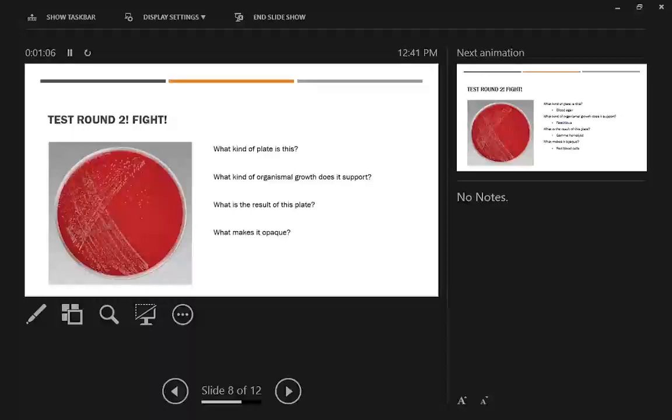And lastly, what makes the plate opaque? Wait, say that again, guys? Red blood cells, yes. So red blood cells are the things that make it opaque. So unlike a lot of the other media that we use in the lab, if you hold it up to the light, you can see right through it. This one's opaque. You can't see through it because of the red blood cells.